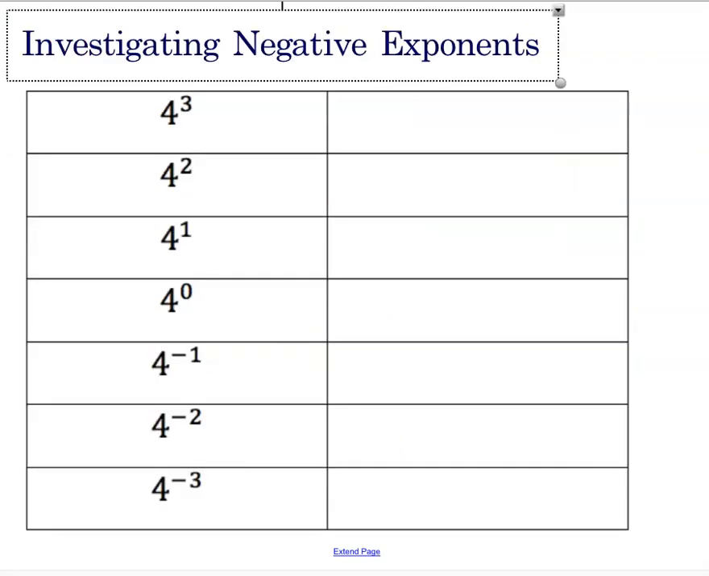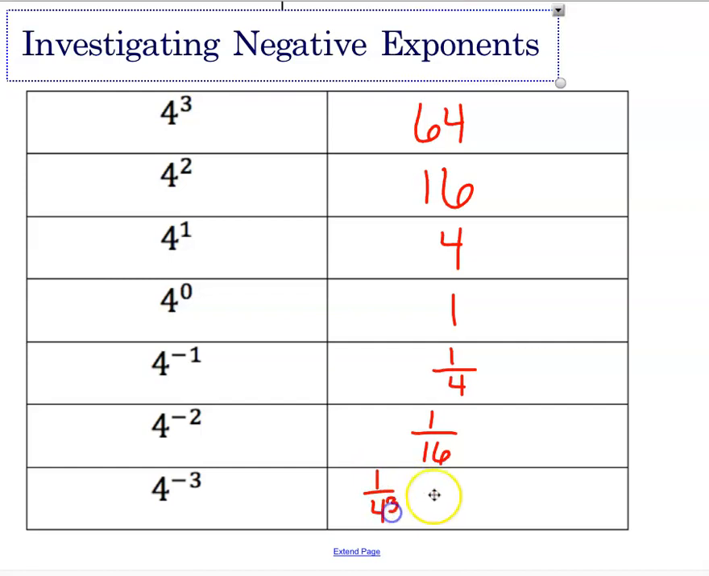So I'm going to show you this one more time. Hopefully you will catch on. 4 to the third is 64. 4 to the second is 16. 4 to the first is 4. 4 to the 0 is 1. And now I get into the negative exponents. So it's going to be 1/4 to the first, or 1/4. 1/4 to the second, or 1/16. 1/4 to the third, or 1/64.